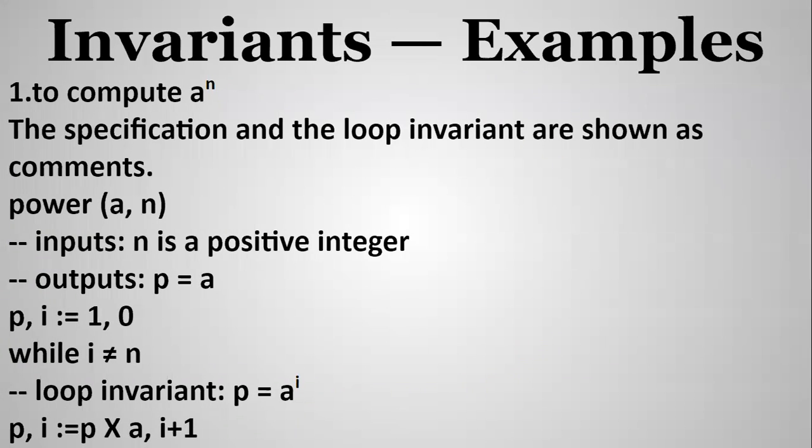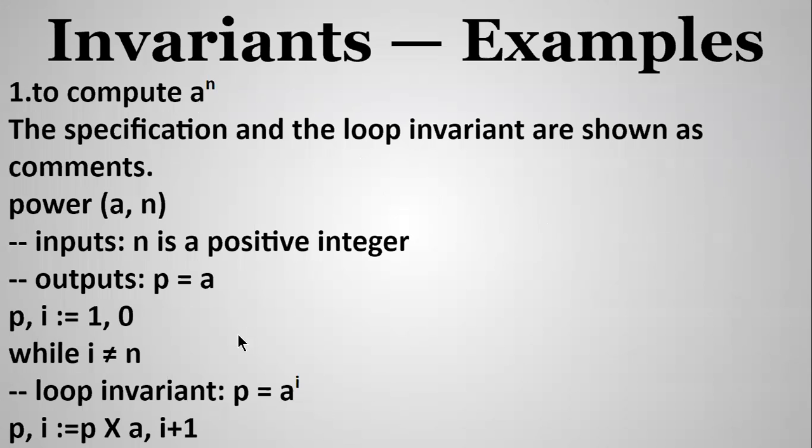Next we go with an example. The first example for invariant is a to the power of n. I want to calculate a to the power of n. Generally, for 2 cube, how will you write it? 2 into 2 into 2. Here A is 2 and n is 3, so 2 cube means 2 into 2 into 2.